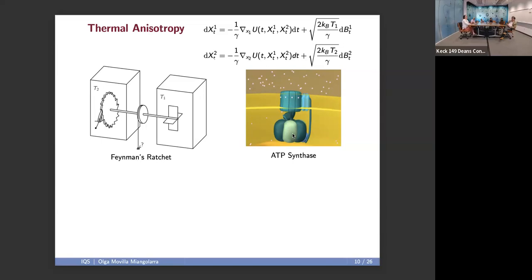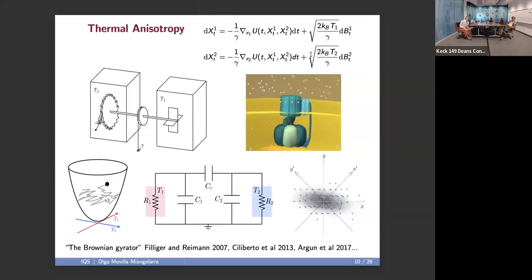So in particular, we're going to be focusing on much simpler, minimal systems that have thermal anisotropy. Maybe the best-known system is the Brownian gyrator, introduced in 2007 by Filliger and Reimann. What they came up with is essentially what we've seen: one overdamped particle that is able to move in 2 dimensions. In one dimension, it will jitter a lot due to its hot temperature, and in the other dimension, it won't jitter that much due to its cold temperature. It's kept in place by some quadratic potential, which makes these dynamics linear and explicitly solvable. This is one of the reasons this system captured attention.